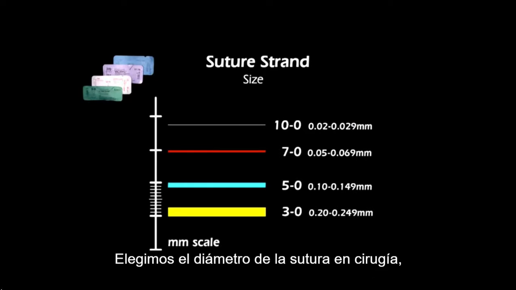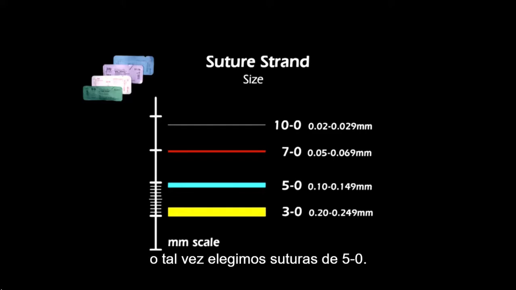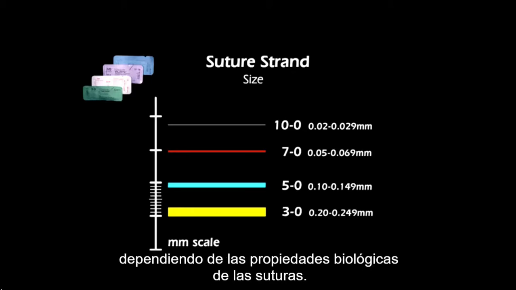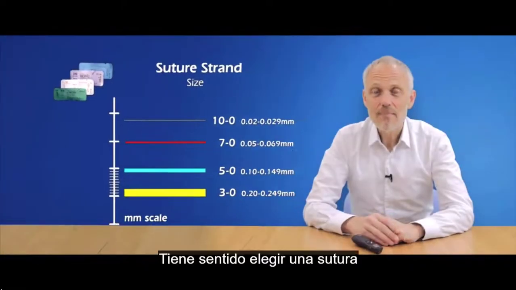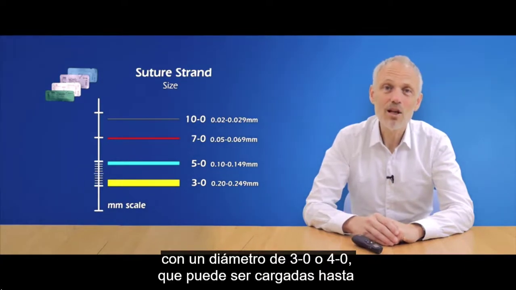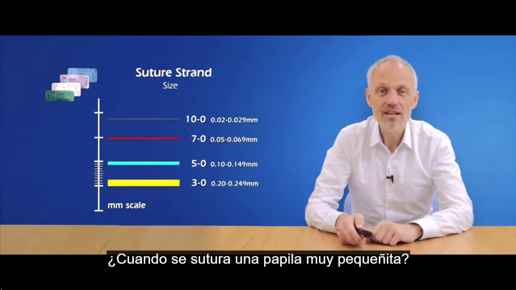We choose suture diameters in periodontal and peri-implant surgery, very often 3-0, 4-0 or maybe 5-0 sutures. Surgeons are choosing suture material based on tradition, habits or whatever, or the price of the material, but very rarely depending on the biological properties of the sutures. Does it make sense to choose a suture with a diameter 3-0 or 4-0 that can be loaded up to 10 or even more kilograms when you suture such a very little tiny papilla?